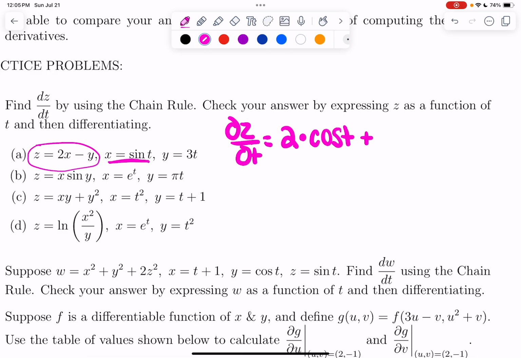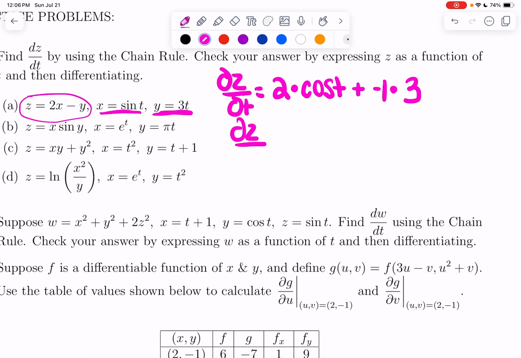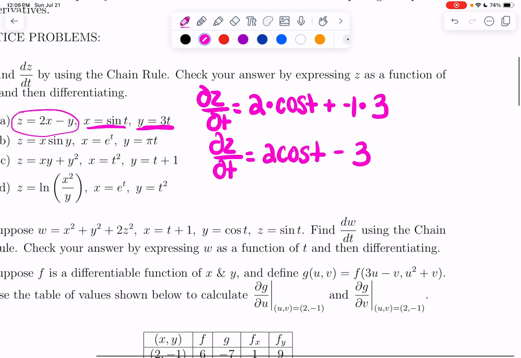Then I have to add the derivative according to y over dt. So starting off with dz according to y, that 2x would go away, and you would just be left with a negative one because that's the derivative of negative y. Then multiplied by the derivative of y according to t, which would be just times 3. Simplifying that, the derivative of z according to t would be 2 cosine of t, and then negative 1 times 3 would be a negative 3.